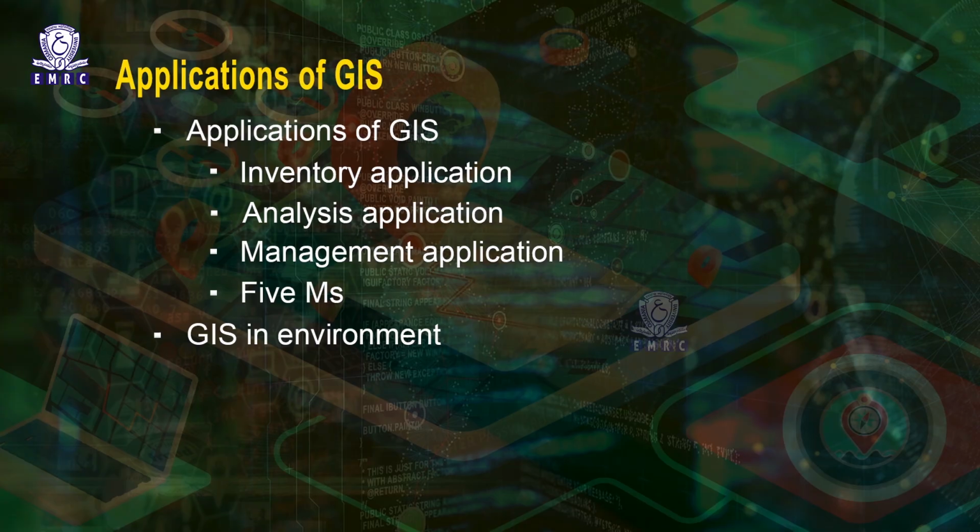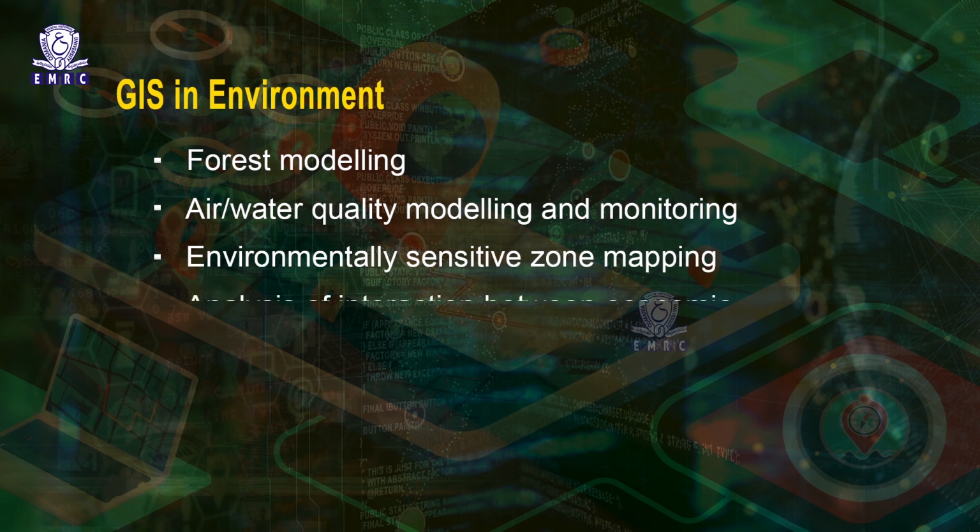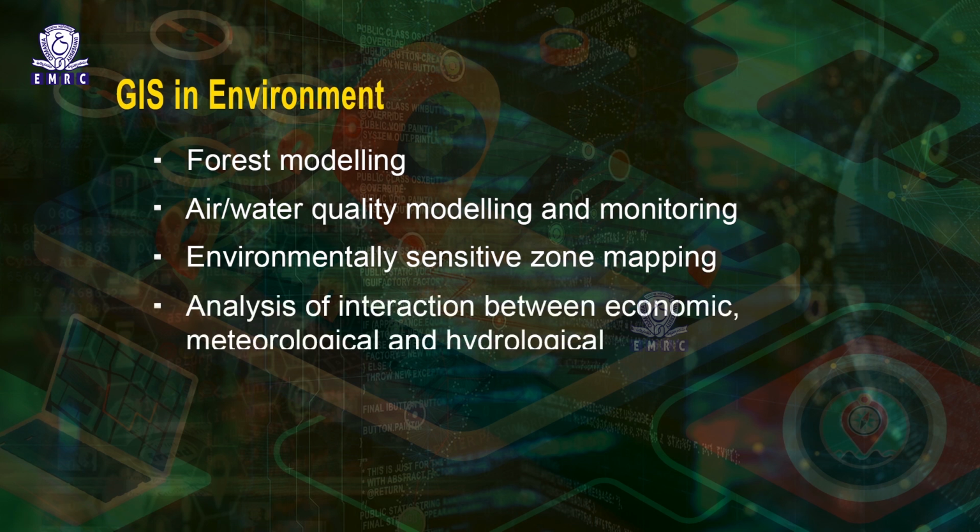GIS in environment. Environmental fields have long used GIS for a variety of applications that range from a simple inventory and query, to map analysis and overlays, to complex spatial decision-making systems. Examples include forest modeling, air and water quality modeling and monitoring, environmental sensitivity zone mapping, and analysis of interaction between economic, meteorological, hydrological and geological change.